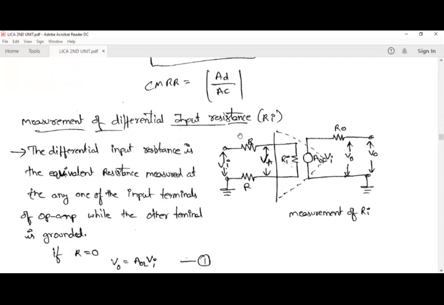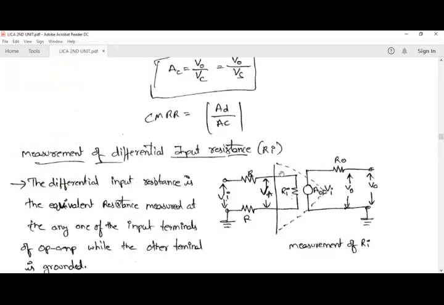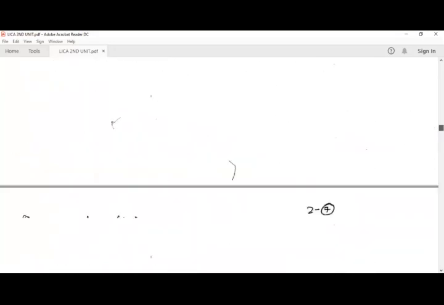So we are going to consider this circuit for measuring the input resistance of an operational amplifier. We are going to take an op amp and connect two equal resistances, R and R, to the two input terminals, and we are going to calculate the output voltage here, V naught. This is the practical op amp diagram, as we have seen in the last class.